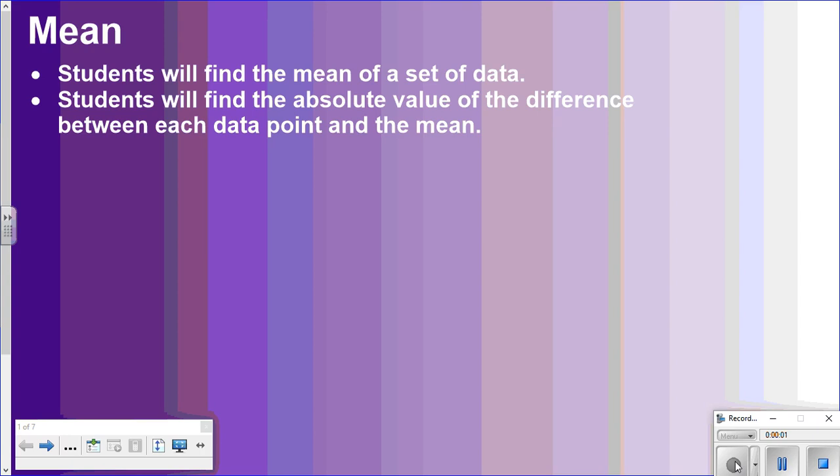In this lesson, we'll be discussing the mean. By the end of the lesson, you should be able to find the mean of a set of data, and then find the absolute value of the difference between the mean and a data point.